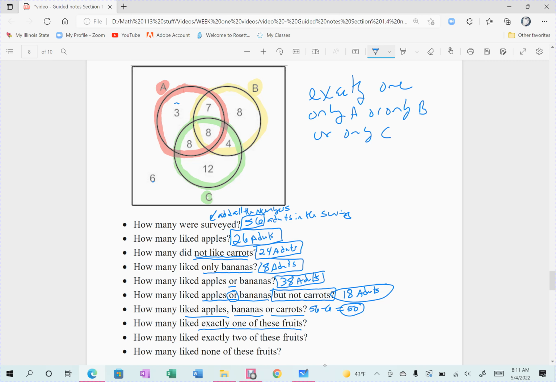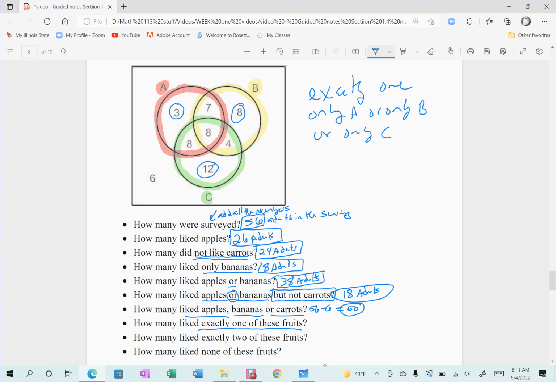And so these 3 people only like apples. That's one thing they like. These people only like bananas. That's the one thing they like. These people only like carrots. And so those groups of people like one of the things surveyed. I don't care which one, but they liked one. And so those are the numbers we'd add up.